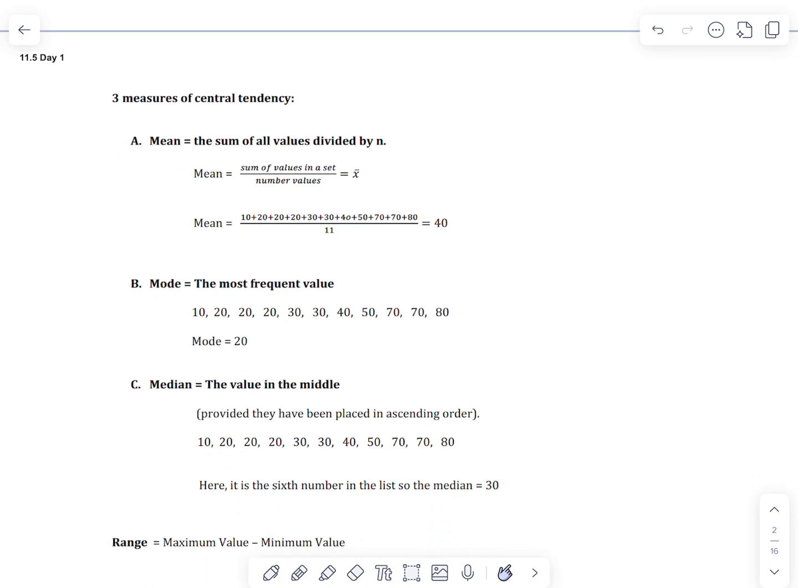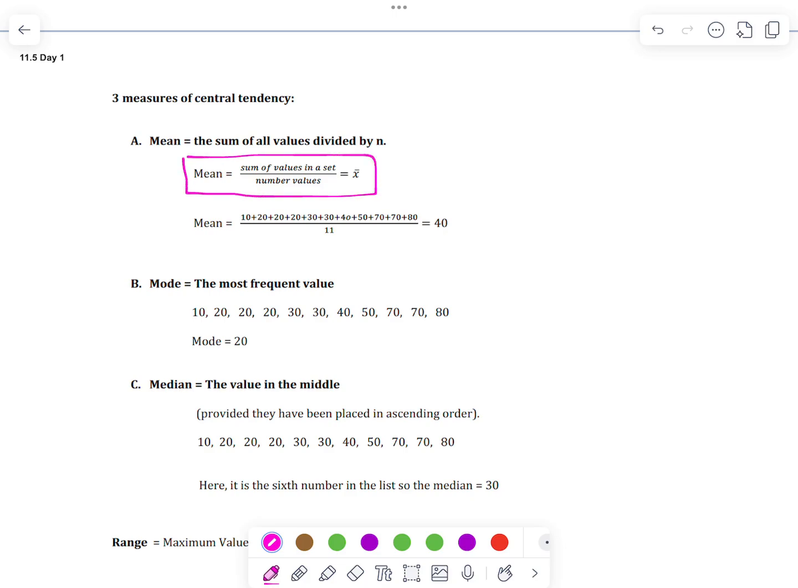The first thing you want to do is to find the mean. You add up all the values in the data set and divide by how many you have. So this is our equation. To get the mean of that example, you add up all the data points, divide it by 11, and you get a mean of 40. So the notation we use is an X with a line above it, and that represents the mean, the average.